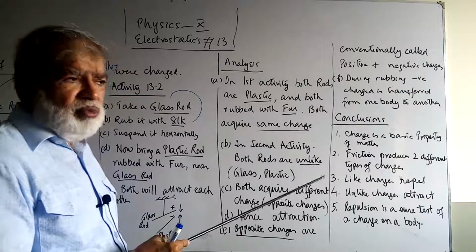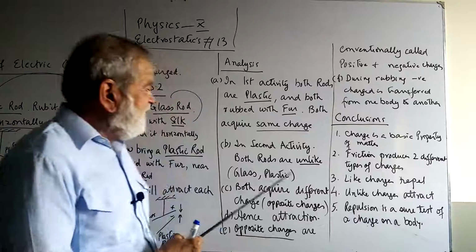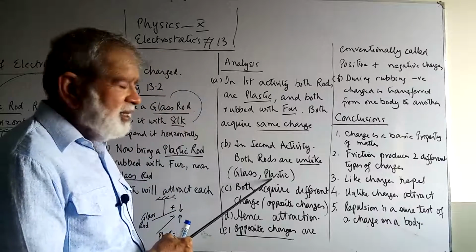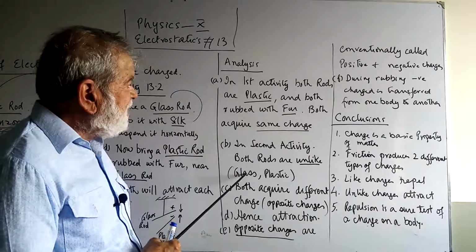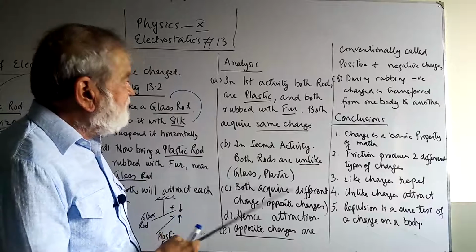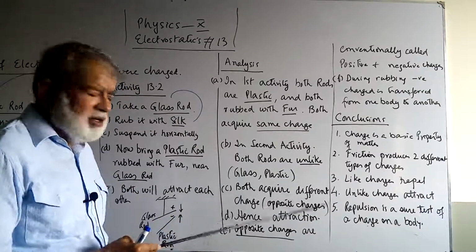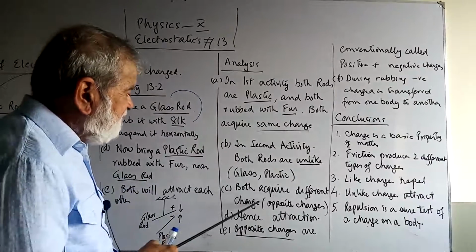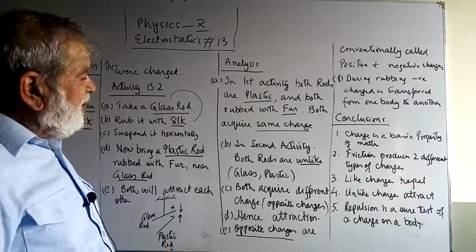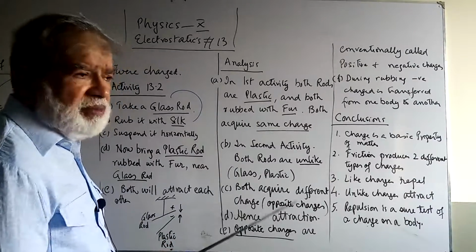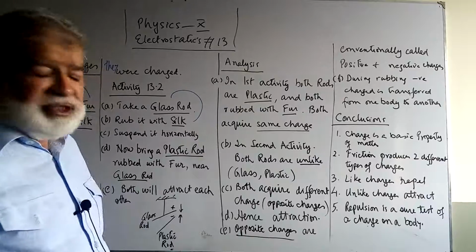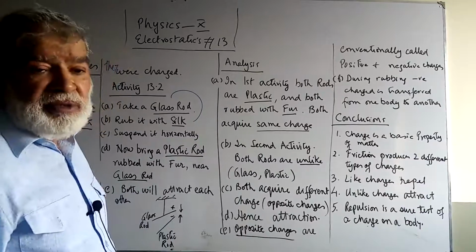Unlike means both rods are different, one is made of glass and the other of plastic. The glass has been rubbed with a different material, and the plastic with a different material. Okay, so both acquired different charge. Now both have acquired different charge, which means opposite charge. Hence attraction takes place because of the opposite charge.